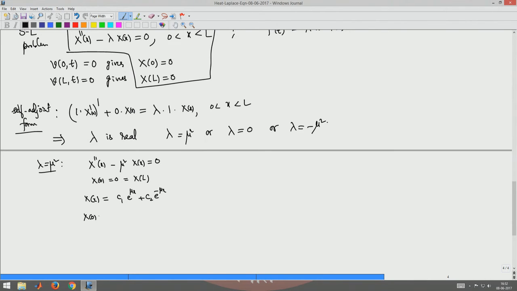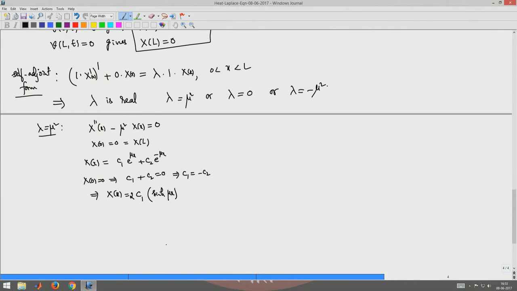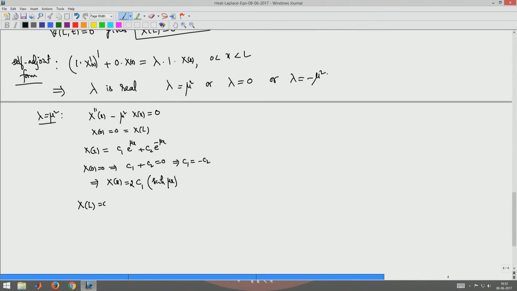Now, you apply X(0) equal to 0, which will give me C1 plus C2 equal to 0. So, this gives C1 equal to minus C2. This implies X(x) is C1 times e power mu x minus e power minus mu x. So, you can say this is 2 C1 sinh(mu x). Now, you apply X(L) equal to 0, which gives 2 C1 sinh(mu L) equal to 0, because the sinh function is 0 only at 0, that is, mu L equal to 0. Mu cannot be 0 since mu is positive.